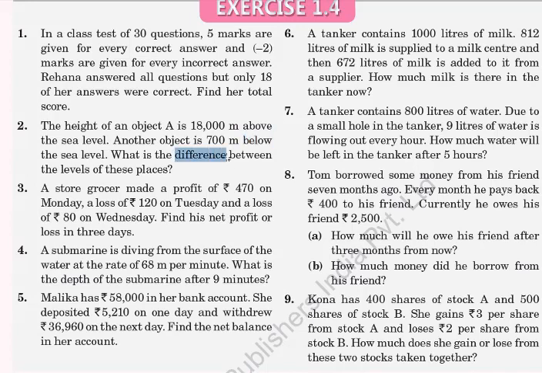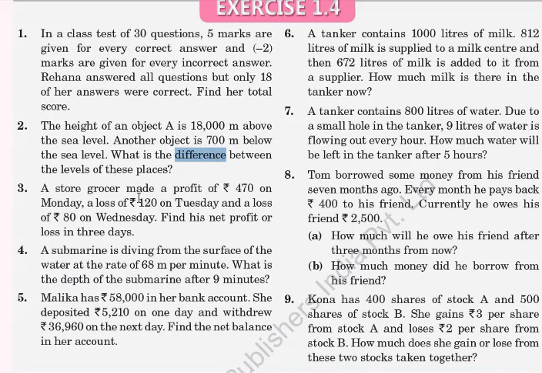So in the case of difference, always the bigger number is kept at the first place. Here the bigger number is 18,000. That will be kept at the first place. Then a minus sign will be there. And in the bracket we will have minus 700. Now since the two minus signs are coming together, it will become a plus sign and it will be added, and you will get the final answer.